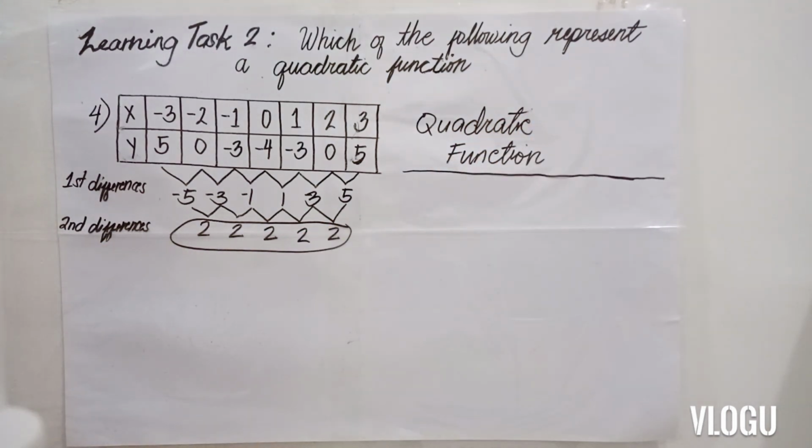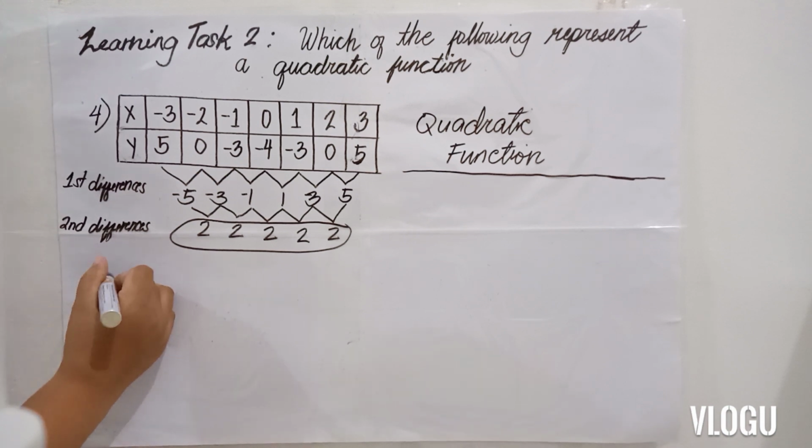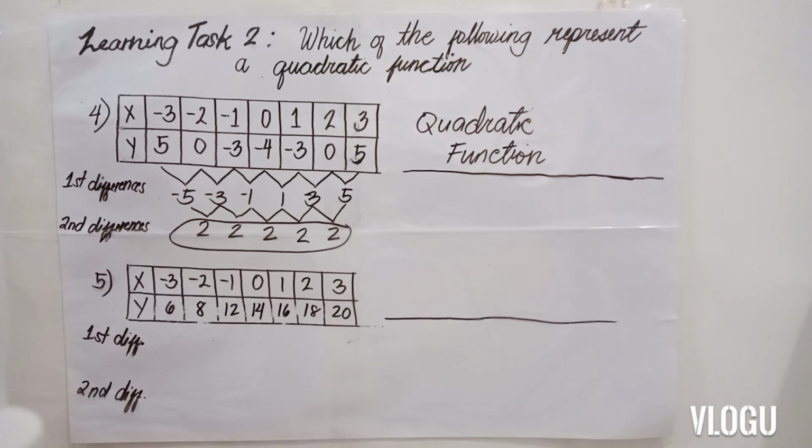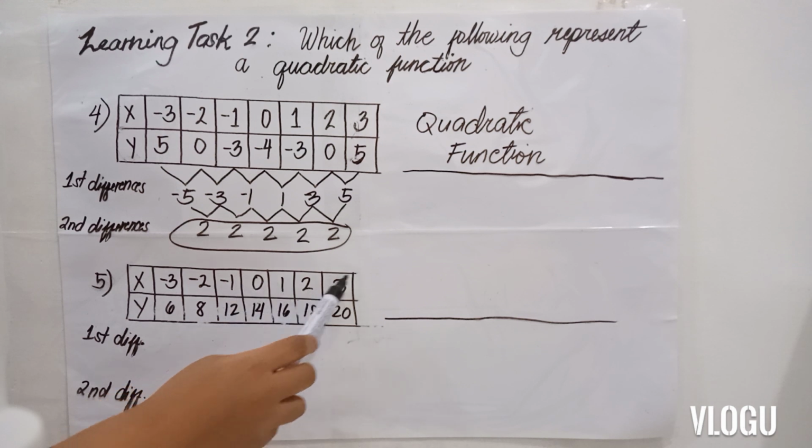So let's have another example. Now let's have example number 5. So we have given the table which has x is equal to negative 3 and y is equal to negative 6, x is equal to negative 2, negative 1, 0, 1, 2, and 3, and y is equal to 6, 8, 12, 14, 16, 18, 20.